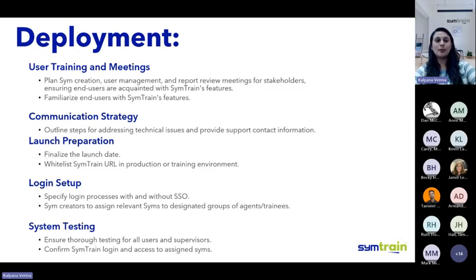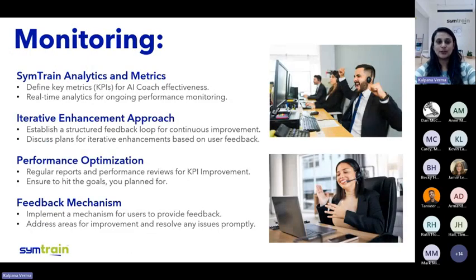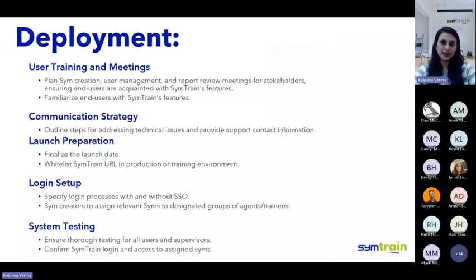And talking about communication strategy, that is really very important. Again, I've been saying that this step is really important. Every step is really important, but in their own way, in their own stage. So when we are doing the launch, communication strategy means when exactly you want to reach out to SymTrain.